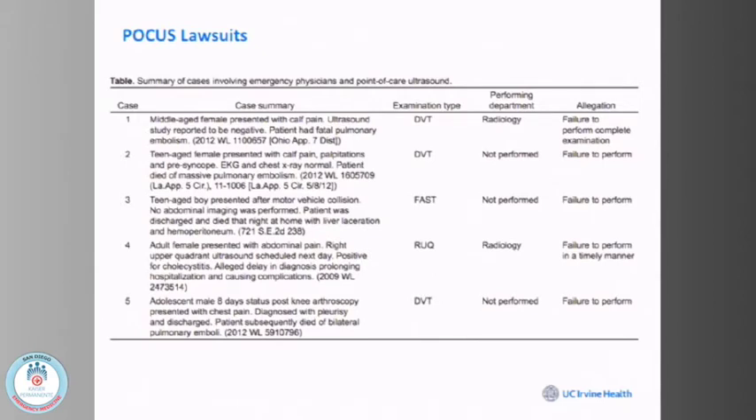teenage patient with calf pain, palpitations, and presyncope. EKG and chest x-rays are normal.